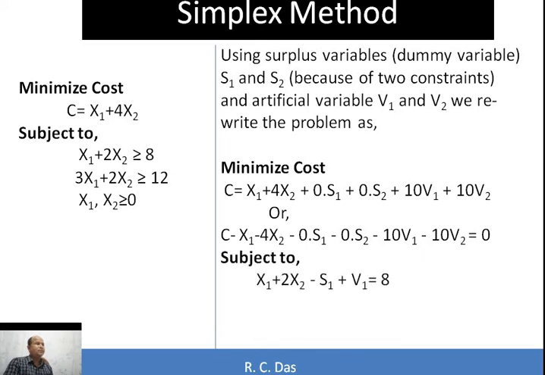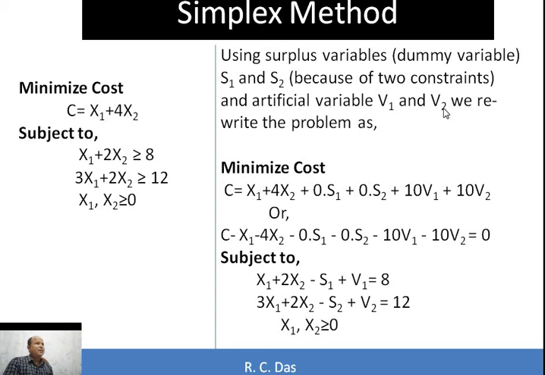subject to x1 plus twice x2 minus s1 plus v1 equal to 8, thrice x1 plus twice x2 minus s2 plus v2 equal to 12, x1, x2 greater than or equal to 0. Here we have used surplus variables s1 and s2. Moreover, we use artificial variables v1 and v2.